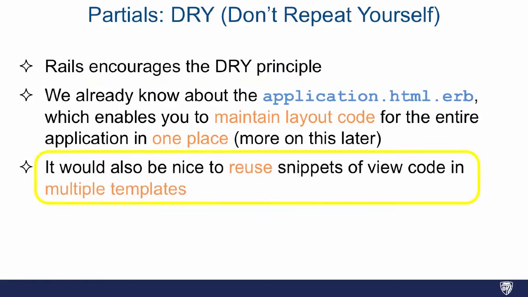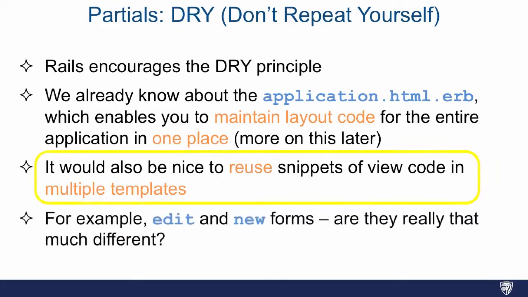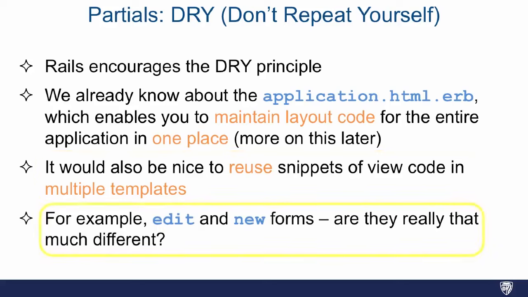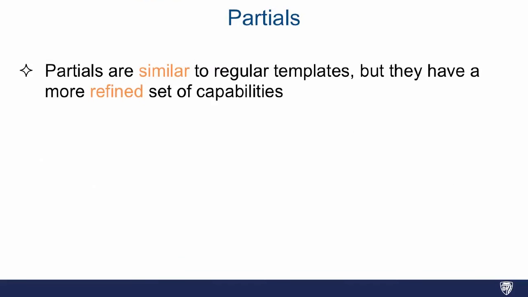It would also be nice to reuse snippets of view code in multiple templates. So how do we do that? For example, the edit and the new forms, are they really that much different? It's just a form where you are either creating fields from scratch or editing existing fields. So that's where the idea of partials comes in.